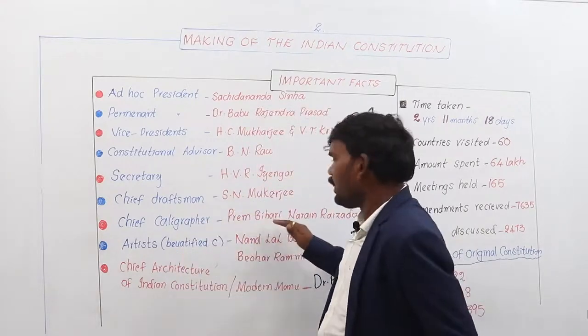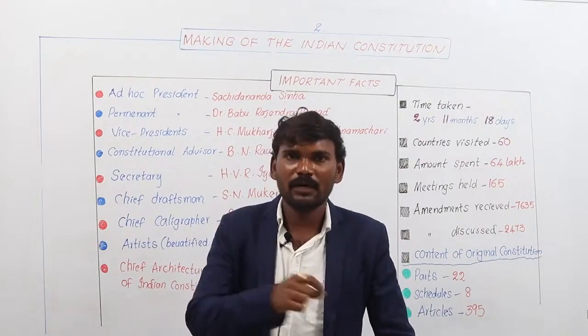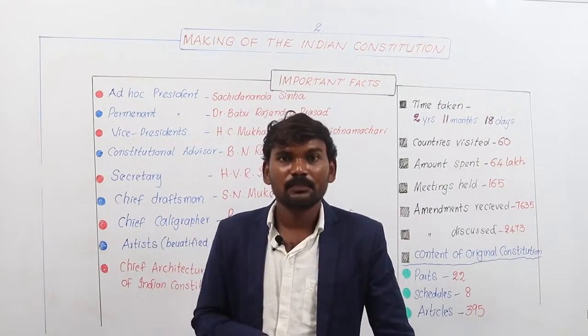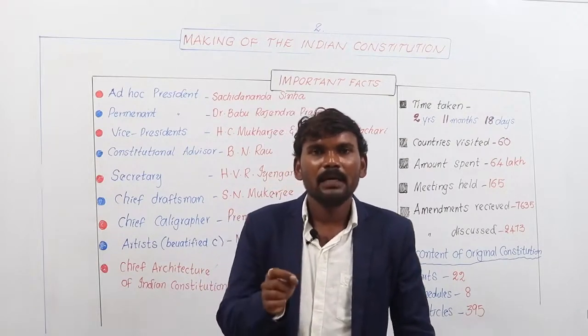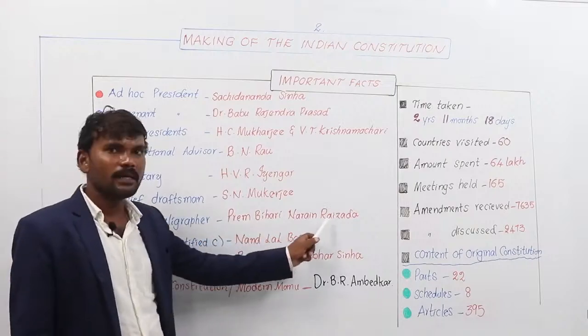He is Prem Bihari Narayan Raisda. Prem Bihari Narayan Raisda wrote the Indian Constitution in an italic font. The original Constitution was not typed on a typing machine. It was completely handmade. Important: the calligrapher of the Indian Constitution is Prem Bihari Narayan Raisda.